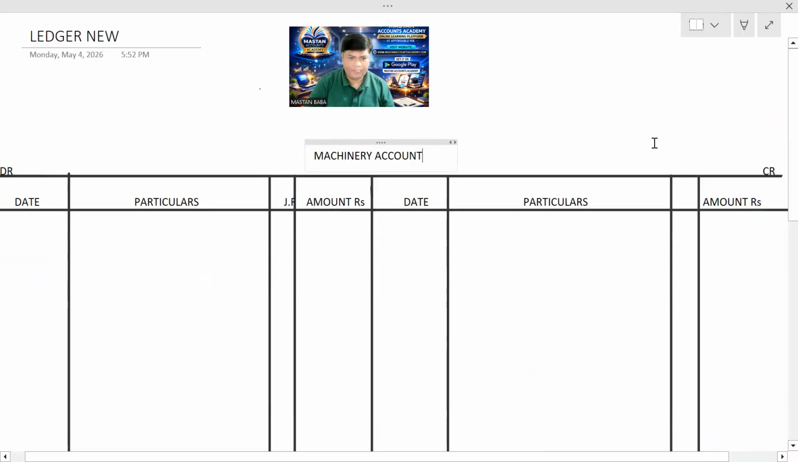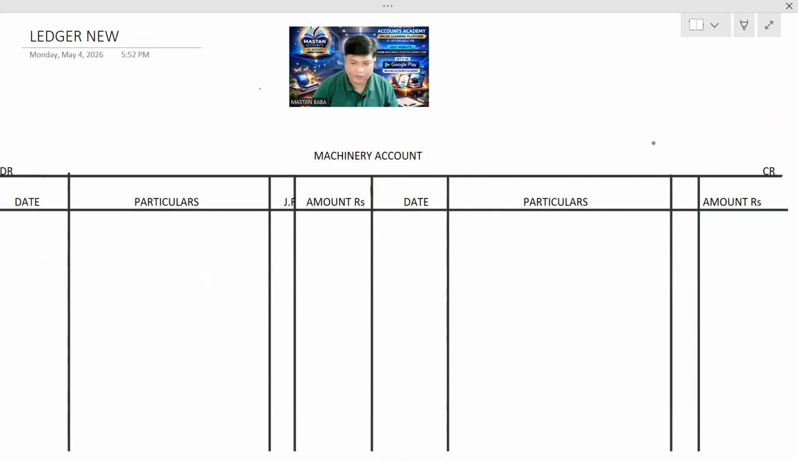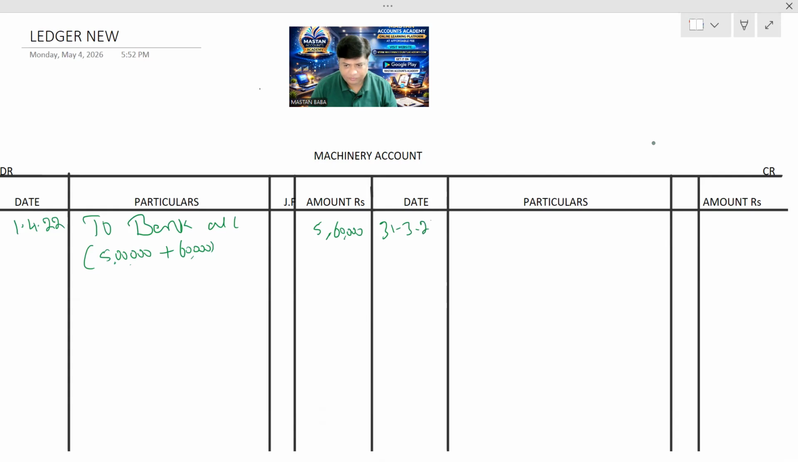So first, April 2022, to bank account, dear students, 5 lakhs plus 60,000, 5,60,000. And just tell me, if they started on April 2022, it means the year ends on 31st March 23, because started on April 2022 of the current year means it ends on 31st March of the next year. So 31st March 23.